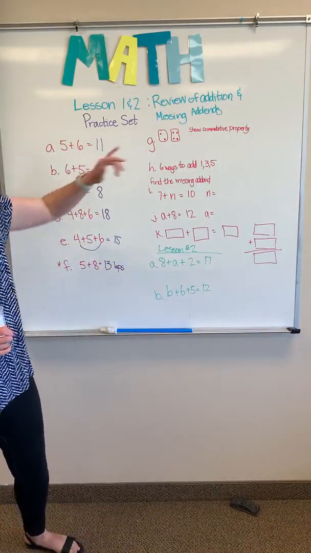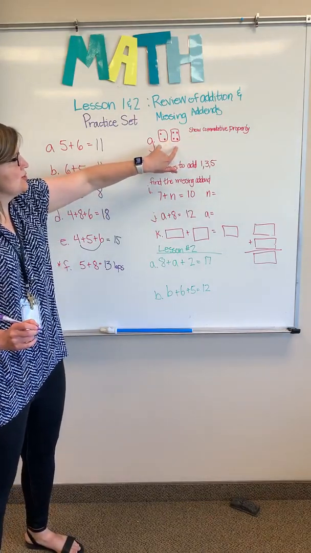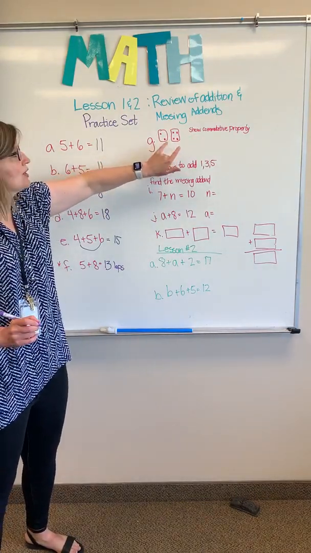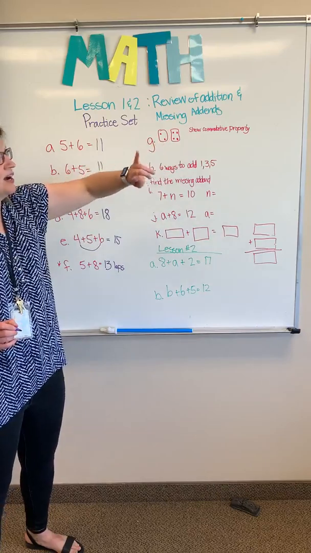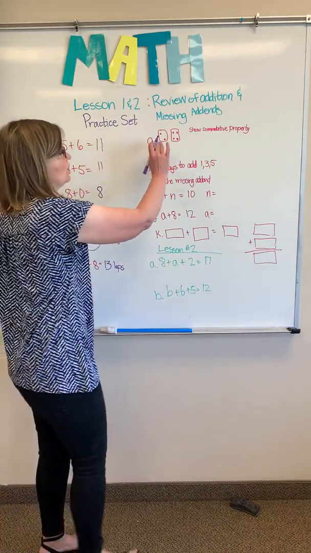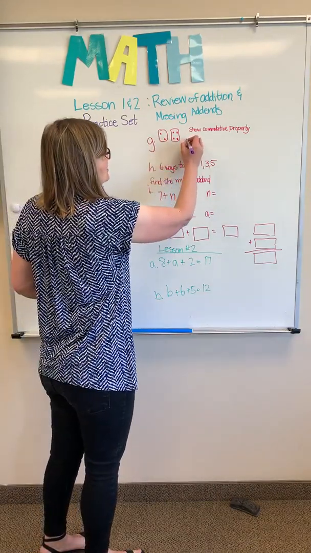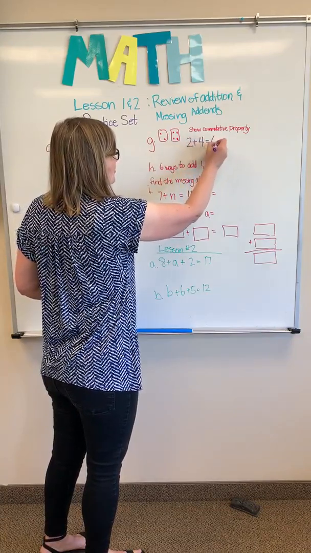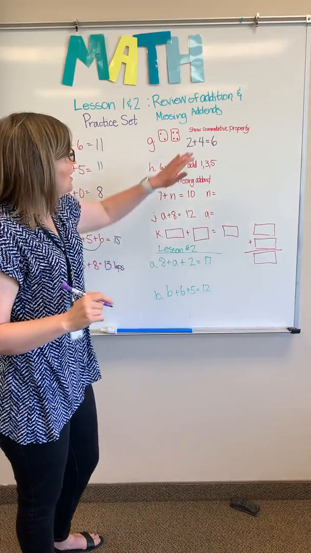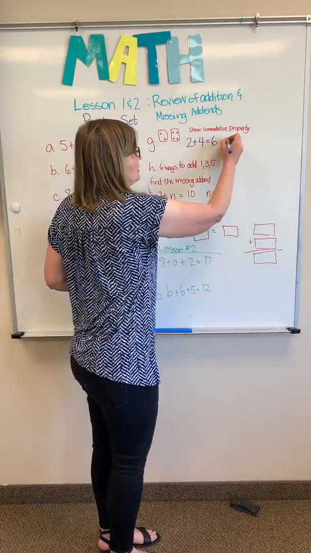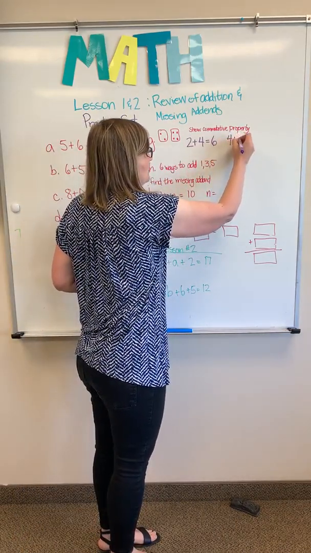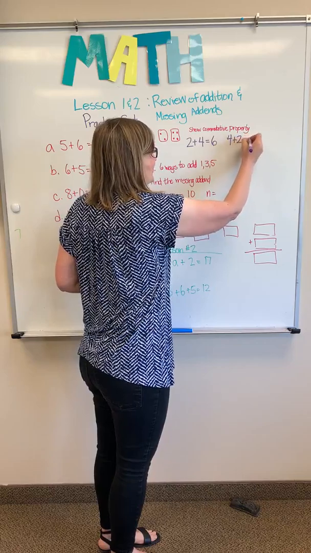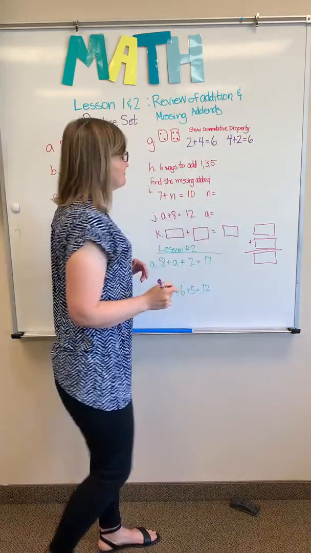Now, using these 2 dice, they want you to show the commutative property of addition. And so we have 2 and a 4, so we say 2 plus 4 equals 6. Now that's our first one. Our next one can be 4 plus 2 equals 6.